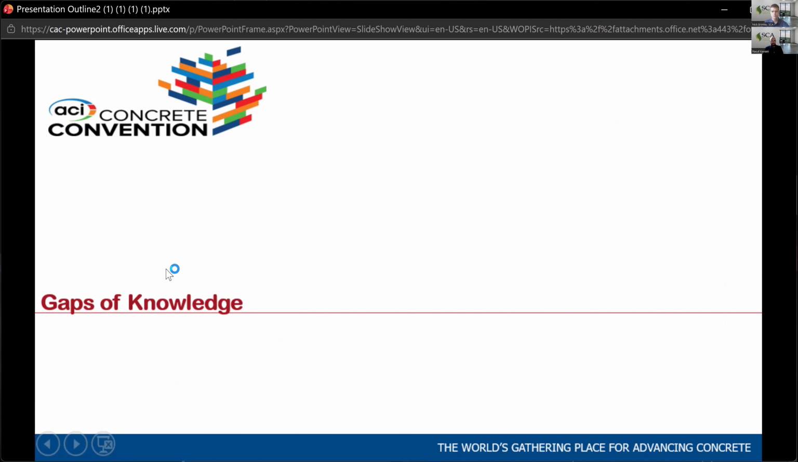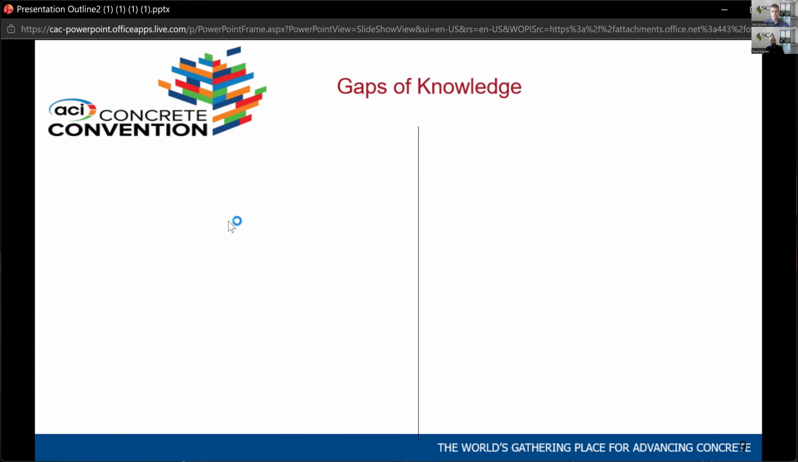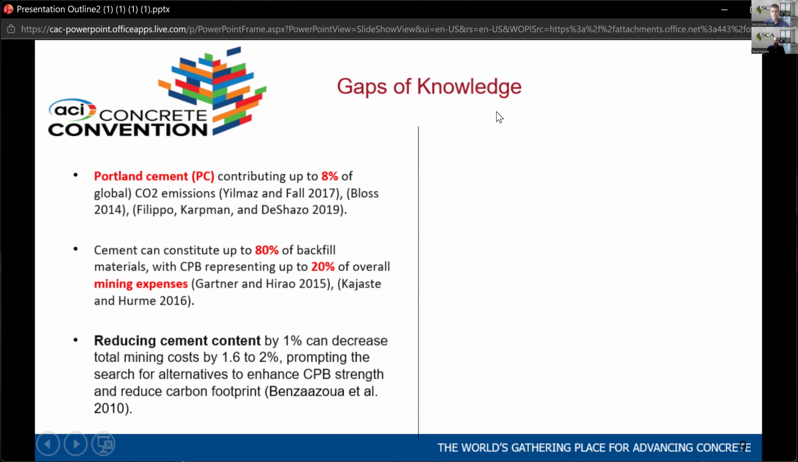There are gaps of knowledge in my research which I'm going to address. One of them is Portland cement, contributing up to 8% of global CO2 emissions. So 8% of the globe's CO2 emissions goes to producing Portland cement, which is a lot.